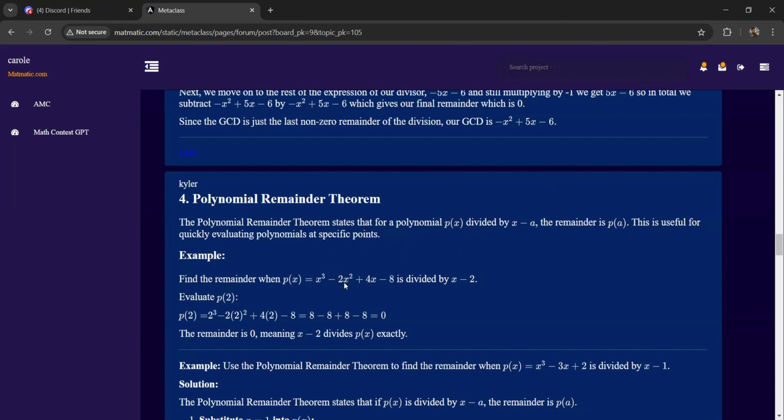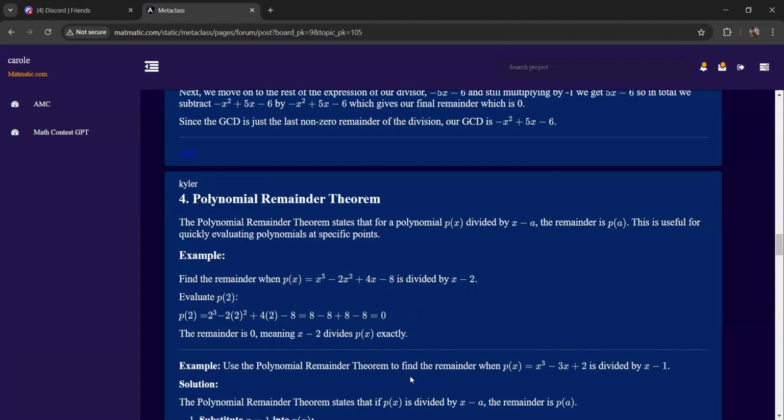For example, in here, we have this polynomial right here, and our divisor is x minus 2. So we just evaluate p(2), which just gives us 2 to the power of 3 minus 2 times 2 to the power of 2, plus 4 times 2 minus 8, which is just equal to 8 minus 8 plus 8 minus 8, which is 0. And since our remainder is 0, it just means that x minus 2 divides p(x) exactly.